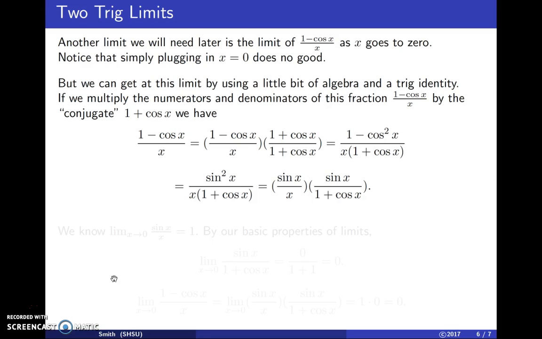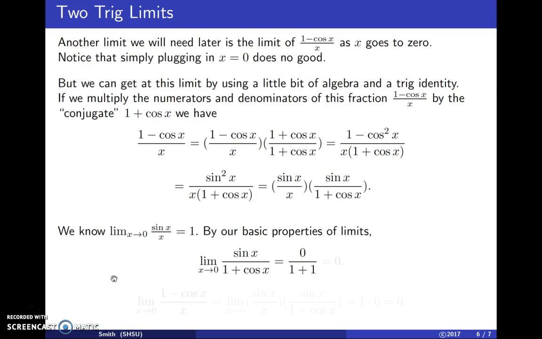Now the first fraction in this product, sine x over x, we've seen before. We know that the limit as x goes to 0 of sine x over x is 1. And the second expression, sine x over 1 plus cosine x, we can just plug in. If we just use basic properties of limits and plug in, we get that that limit is 0 over 1 plus 1, which is 0. So this expression we're looking at, that we've broken into two pieces, will be the limit of the two pieces. And the limits of the two pieces are 1 times 0, which is 0. In other words, 1 minus cosine x over x goes to 0 when x goes to 0.